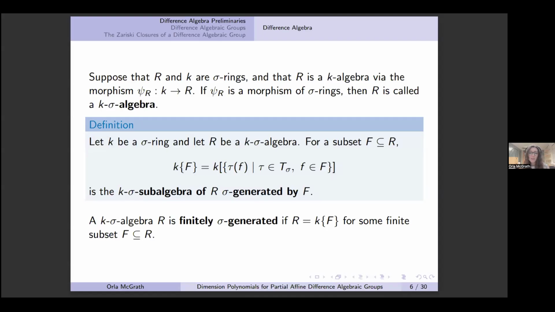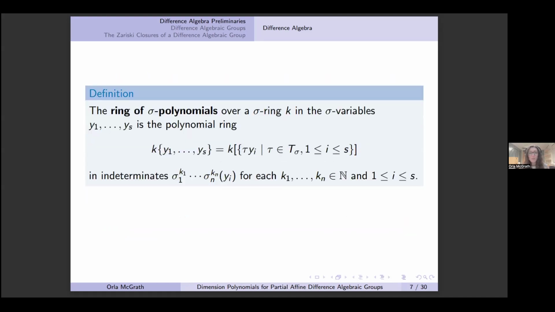And similarly, as we'd expect, a difference algebra is finitely difference generated if it's generated by some finite set as a difference algebra. So where algebraic geometry is the study of zero sets of polynomials, in difference algebraic geometry we're going to be studying the zero sets of difference polynomials.